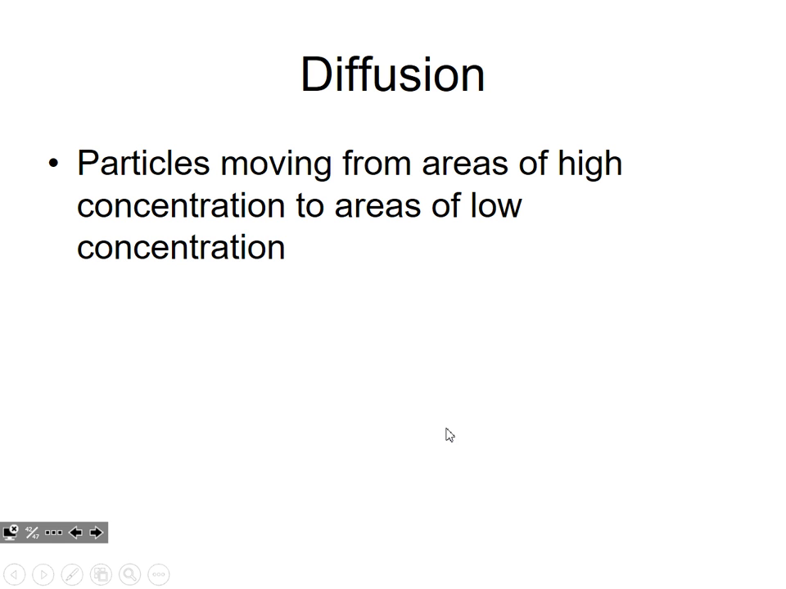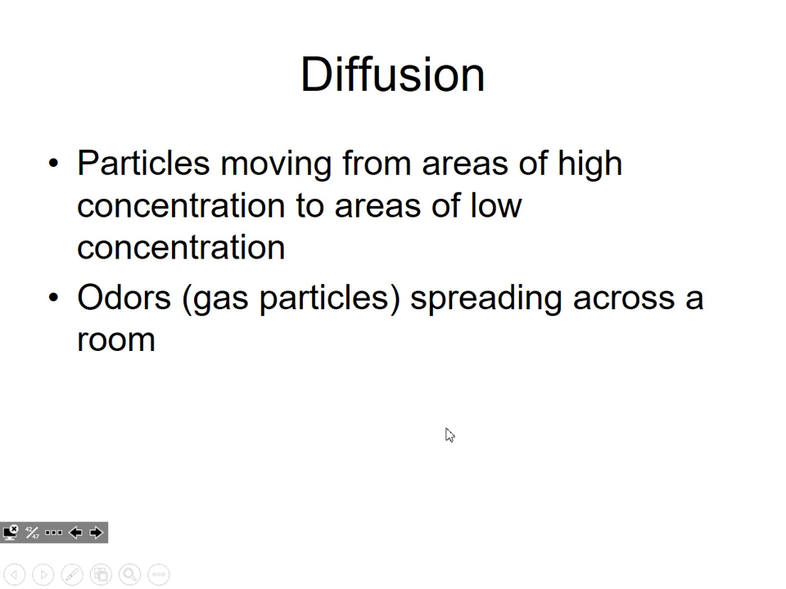I know you've seen this before, because if someone farts in one corner of the room, eventually in another corner of the room you can smell the fart. So what's happened is that the gas particles that were given off by someone moved from the area of high concentration where they were given off, and then they spread out to areas of low concentration, other sides of the room, right? Odors spreading across the room. This is an example of diffusion.